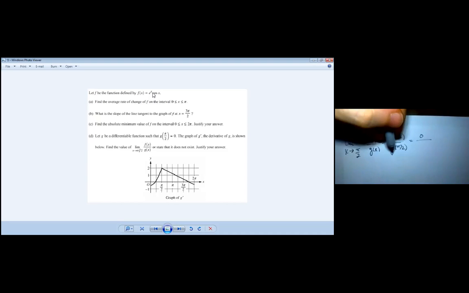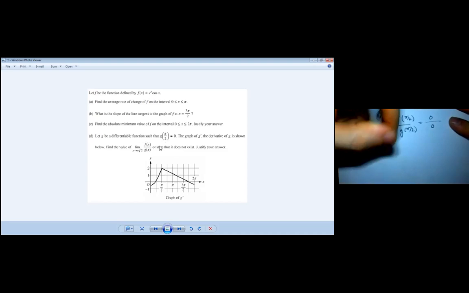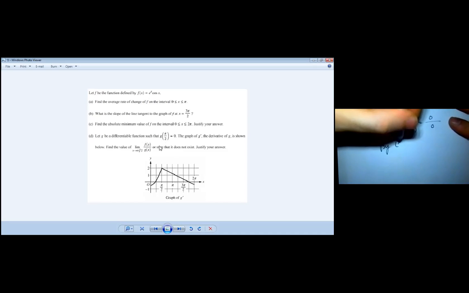What do we know about g of pi over 2? That would be also 0, because they tell you that in the problem, right? It gives it to you. Okay. What do we do with limit problems that when you plug in, you get 0 over 0? Isn't it L'Hopital's rule or something?